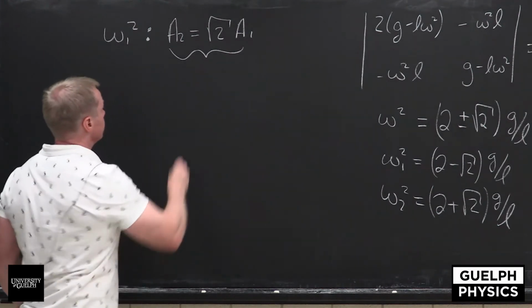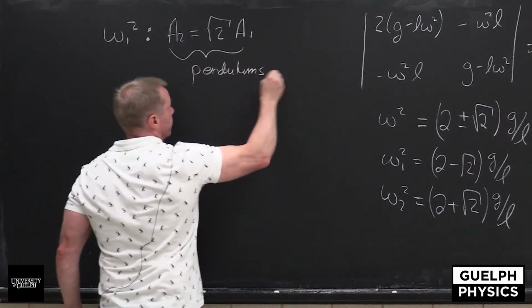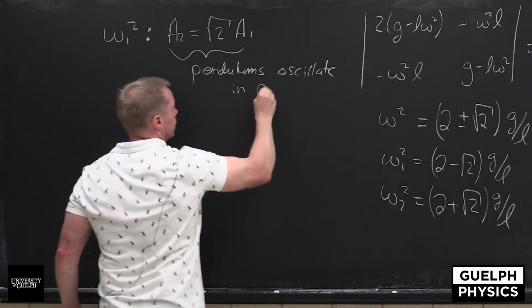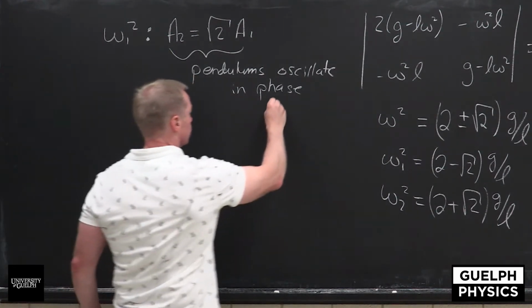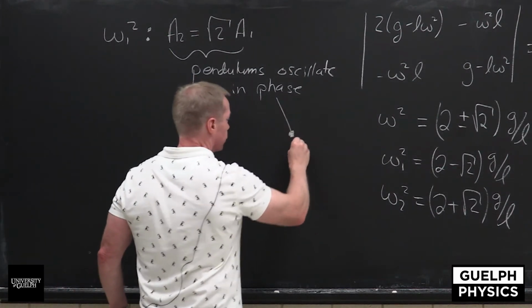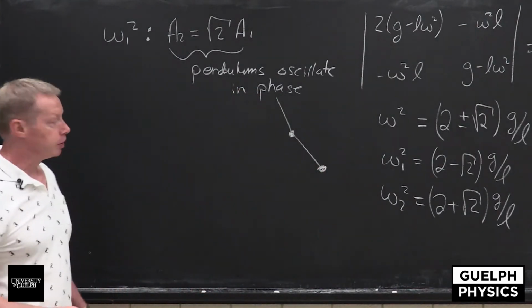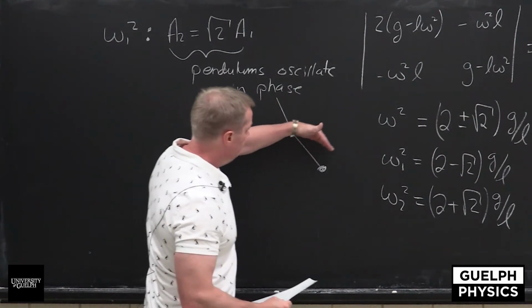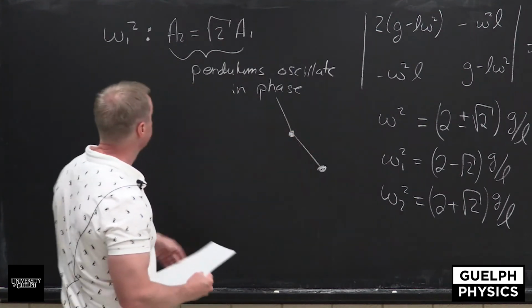And so what this implies is that our pendulums oscillate in phase. You remember the original question, which seems now a long time ago, but we have our two coupled pendula, and their oscillations are going to be in phase with each other.